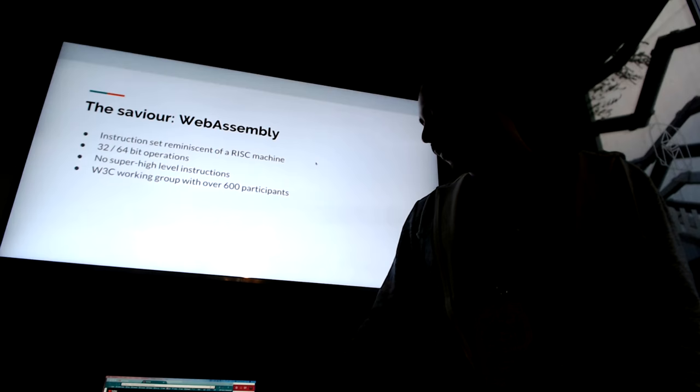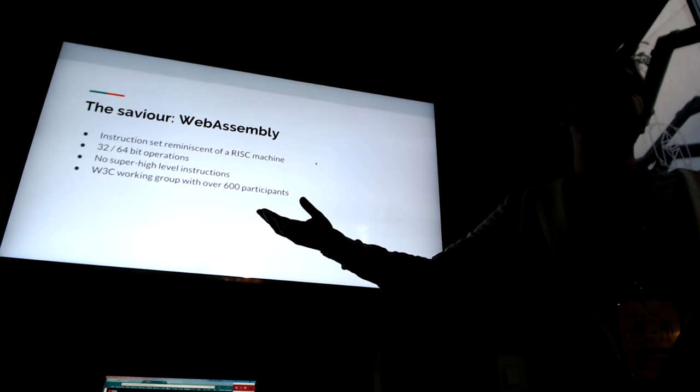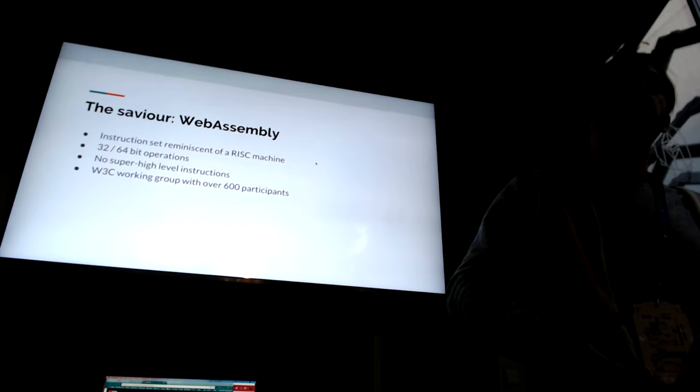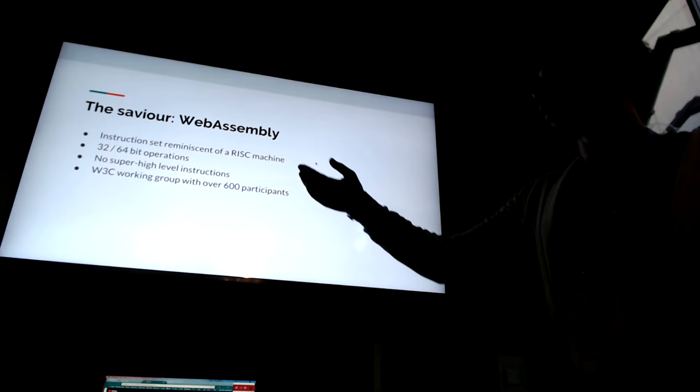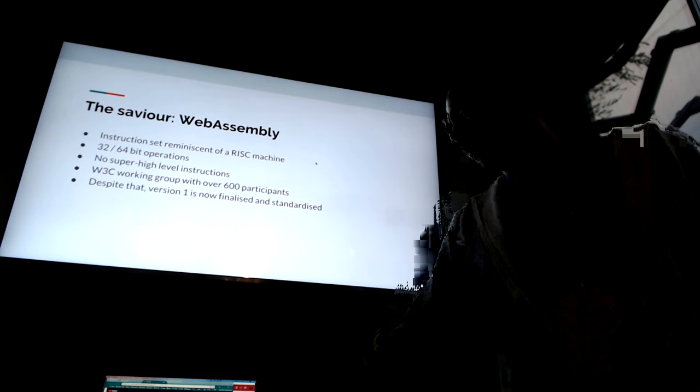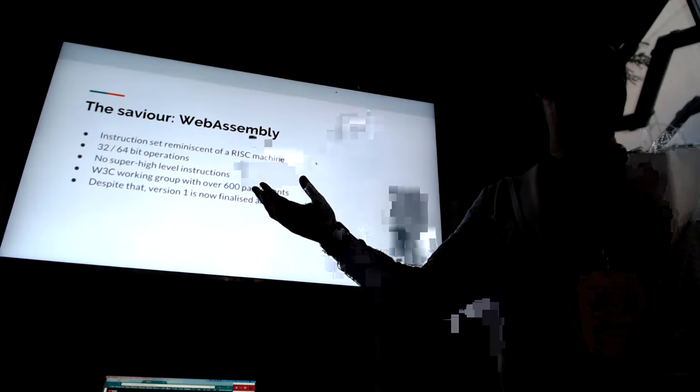Like a year ago, there were more than 600 participants signed up to this. So it's a W3C working group. Anybody can sign up, and anybody can voice their ideas or how they would like to change WebAssembly. And I think every quarter they have an open meeting people can join, and you can make a proposal and change WebAssembly, the virtual machine itself. People have the idea that working groups don't work very well. It has been finalized in this version 1.0.